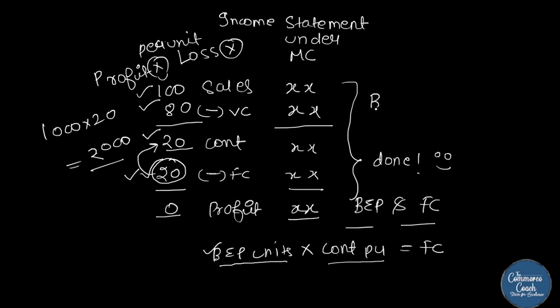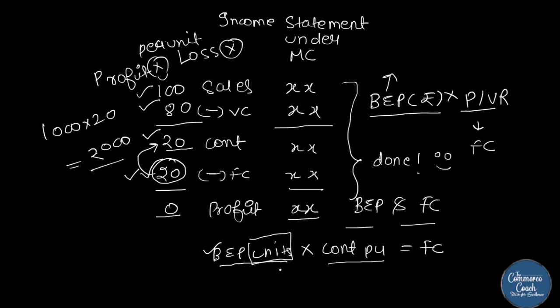Now can we find the fixed cost with BEP in rupees? The answer is yes. If you have BEP in rupees, you can multiply it with PV ratio and find out the amount of fixed cost. As you can see, if we talk about units, we have a close relationship with contribution per unit. If you talk about absolute rupees, you have a close relationship with PV ratio. PV ratio is nothing but the contribution percentage ratio.